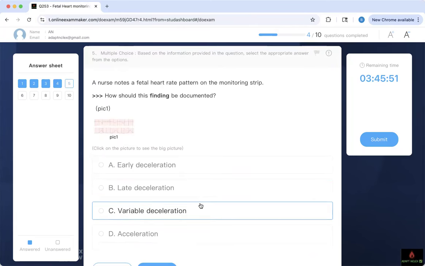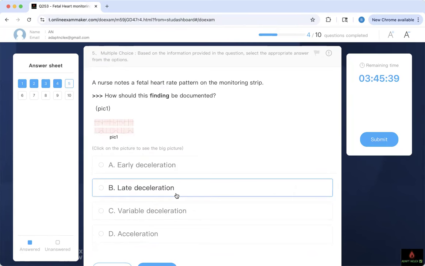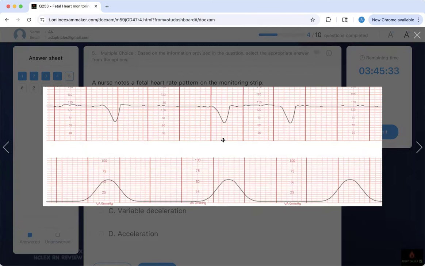Same thing, let's note a fetal heart pattern on the monitoring strip. How should these findings be documented? That means how do you interpret this? Is this an early deceleration, late deceleration, variable deceleration? Is this an acceleration? Then you say, okay, I look at the mother, I see 1, 2, 3. There are only 3 contractions in 10 minutes, that's good. But what is the baby doing? Then you go back and look at the peak. It corresponds with the peak when the baby's heart rate is going down, but this one is alone.